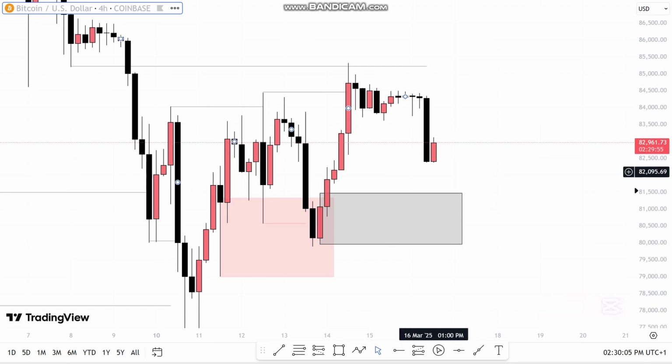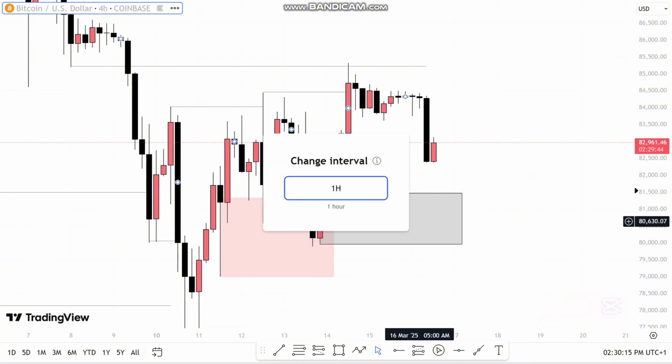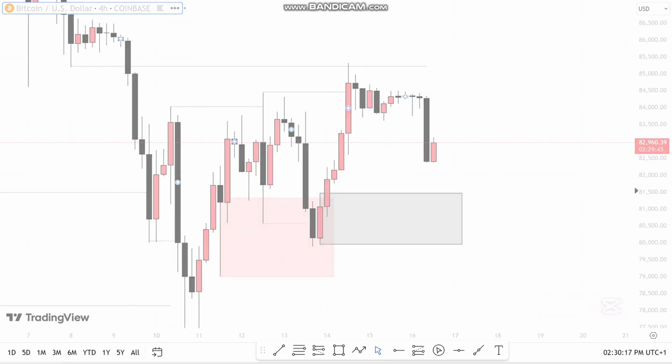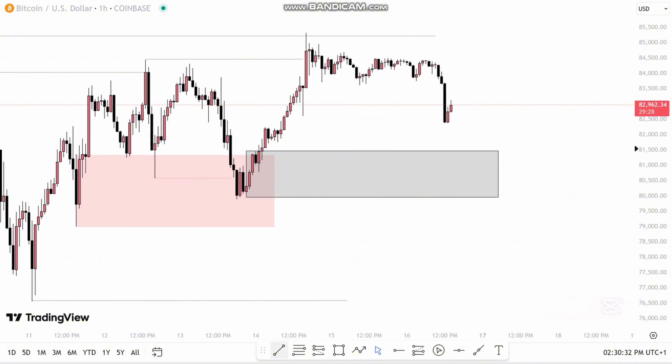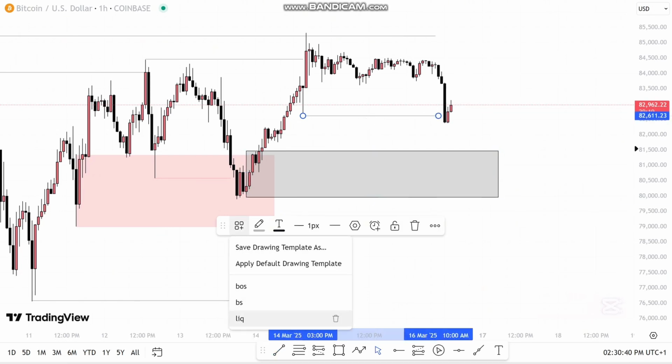And why am I going to buy from this zone? Price took liquidity, broke structure to the upside, and still left some liquidity, some structural liquidity. If you go to the 1 hour time frame, you will see that clearer. Looking at the 1 hour time frame, you can see that price left this low first, which price has just grabbed. So this is more like my first liquidity take.